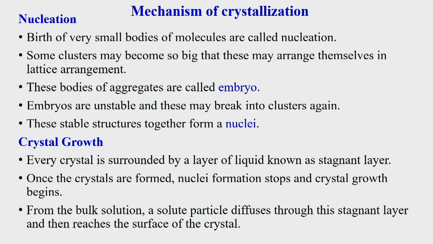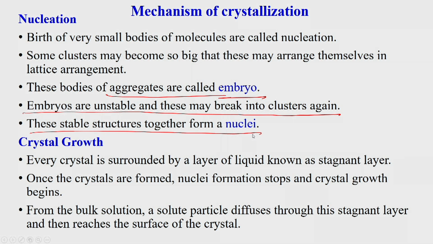So, we can say in the lattice arrangement, these bodies, these aggregates, are called embryos. These embryos are unstable and may break into clusters again. This stable structure together forms a nucleus. Once the nucleus is formed, we cannot stop it, and crystal growth starts.